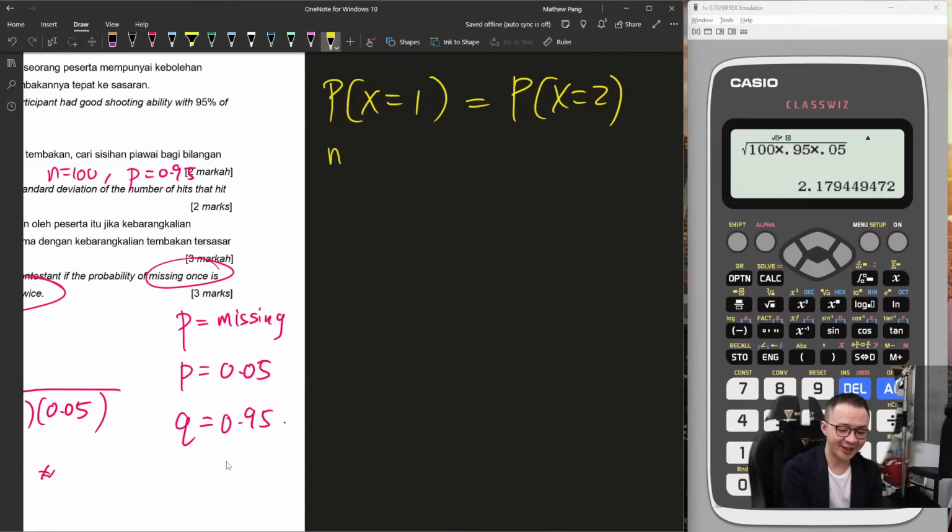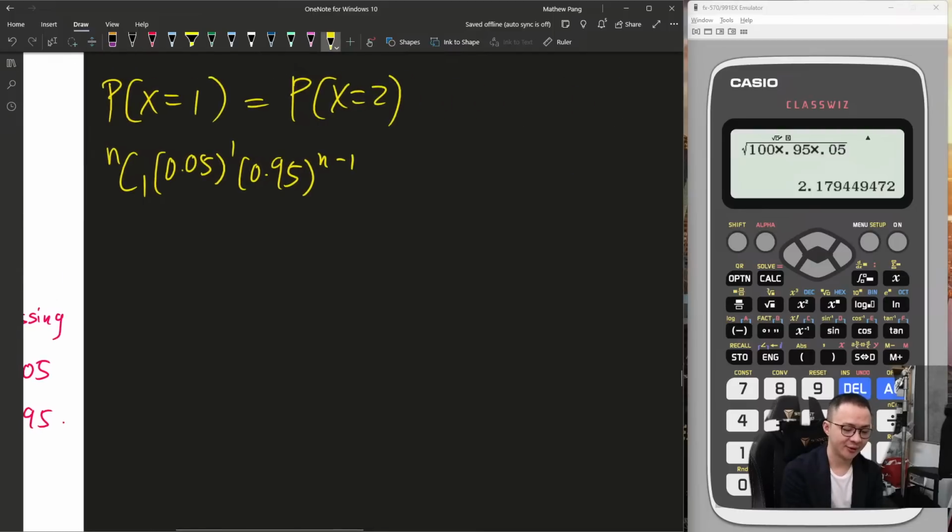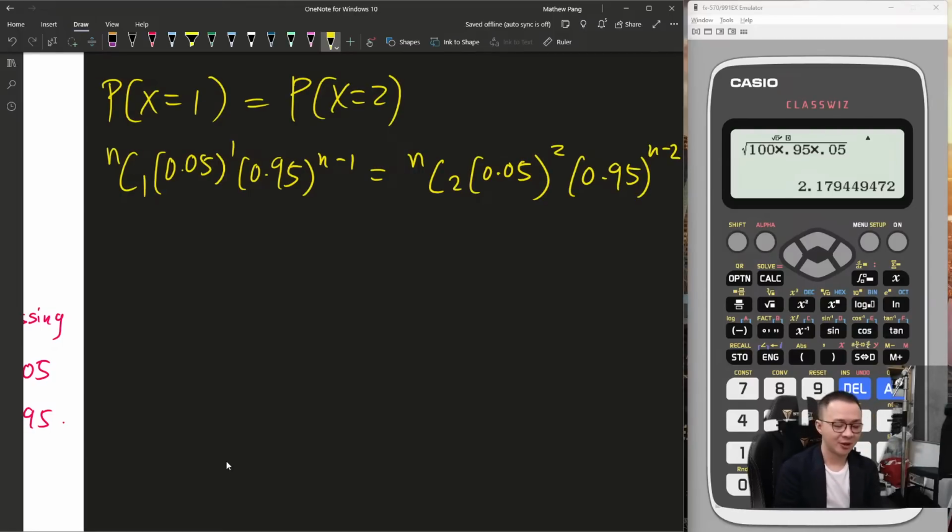The formula is nCr p to the power of r and q to the power of n minus r, right? Yeah, correct. So q to the power of n minus r. Same thing: nCr p to the power of r, q to the power of n minus r. Okay, that's the formula. So in this formula, nC1 is n.